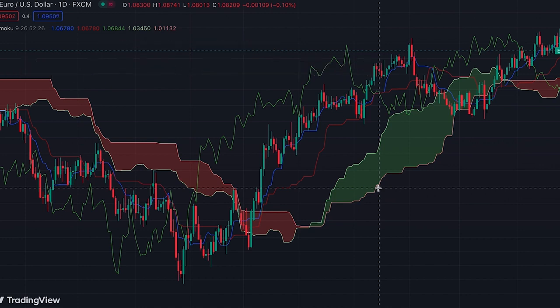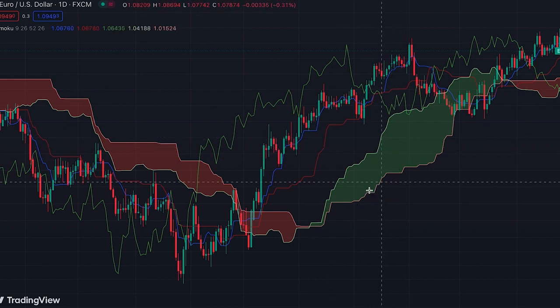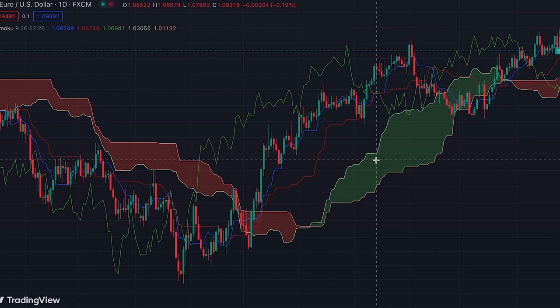Similar to moving averages, the red one moves slower in comparison to the green one, because the red line is calculated based on longer periods, 52 periods, and the green line is calculated based on 9 and 26 periods, so it's more sensitive and moves faster and closer to the price action. Please pay attention that the cloud is the leading component of this indicator, and these two lines, leading span A and leading span B, are shifted forward and plotted 26 periods in the future.